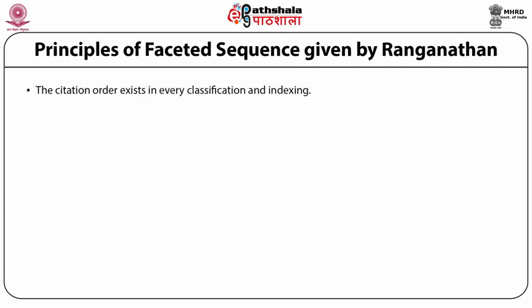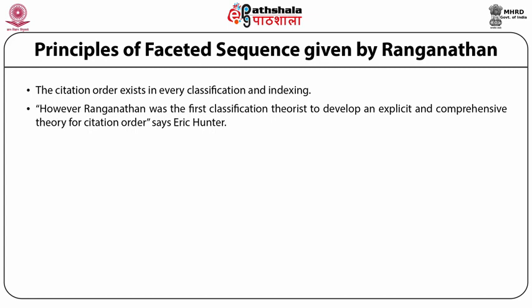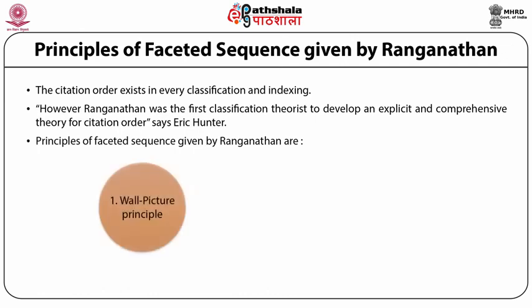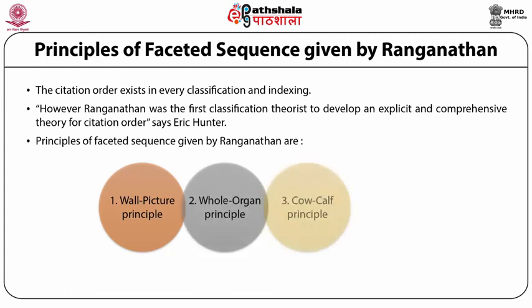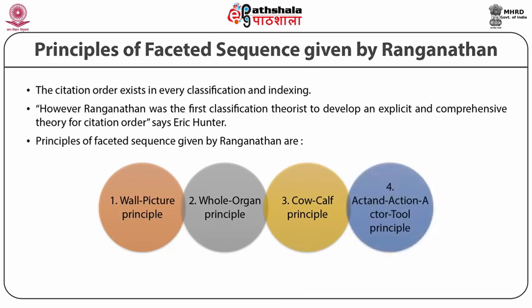The citation order exists in every classification and indexing. However, Ranganathan was the first classification theorist to develop an explicit and comprehensive theory of citation order, says Eric Hunter. This order is PMEST, and within that, the order of facet sequence, as a category exists in more than one facet. Principles of facet sequence given by Ranganathan are: the first and foremost is the wall picture principle, the whole organ principle, the cow-calf principle, and lastly and more complex, the actant, action, actor, tool principle.